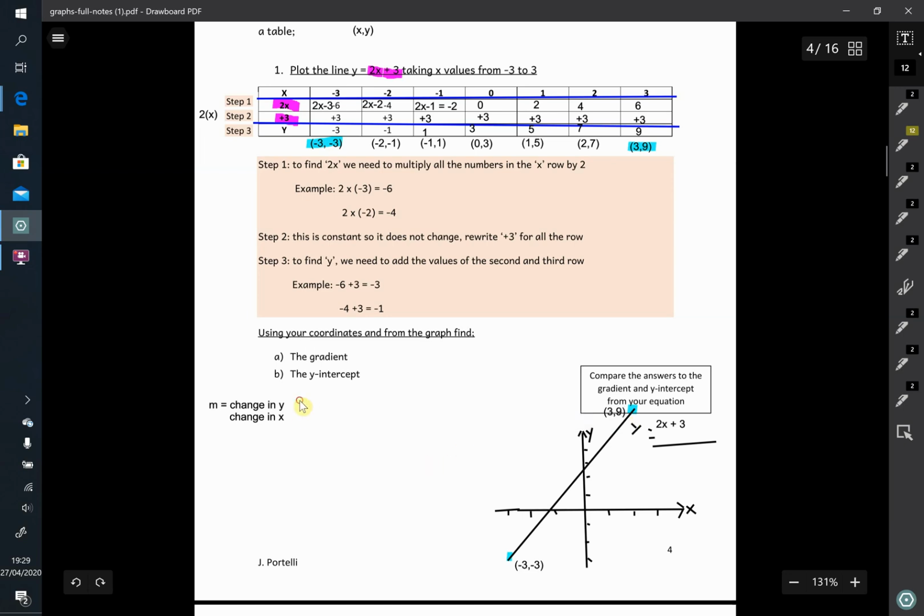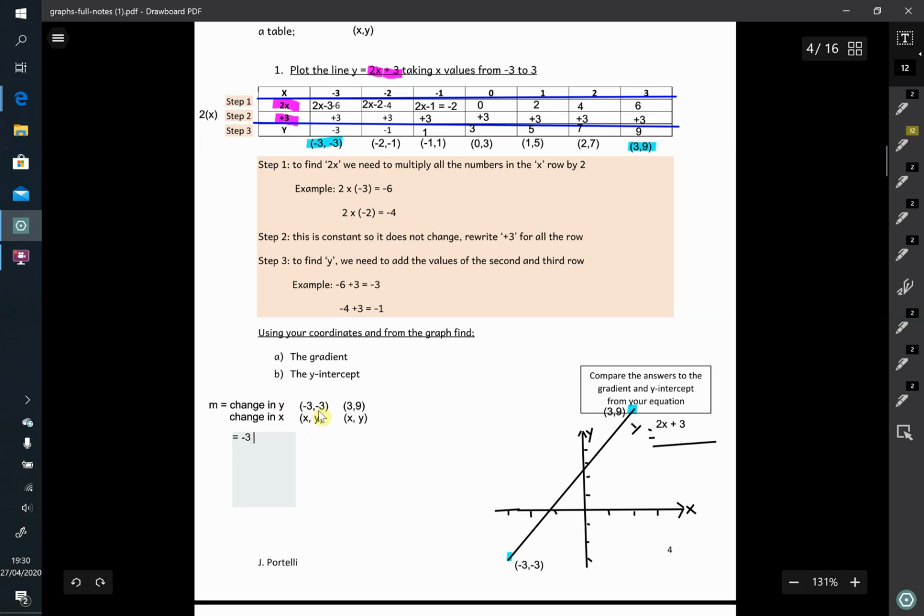So if you're going to use -3, -3 and 3, 9, and also I like doing it x, y, because I just feel like I make sure that everything's in order, x, y, and then I continue. Change in y all over change in x. So what do I have to do? Change in y all over change in x equals, let me get the y values.